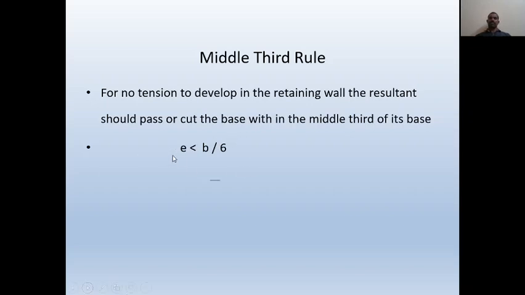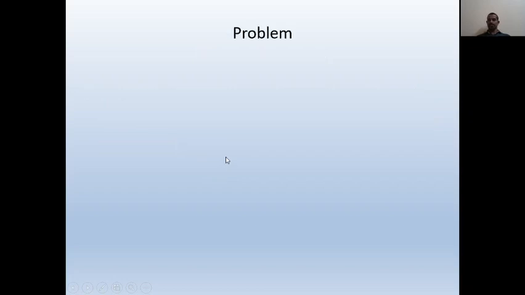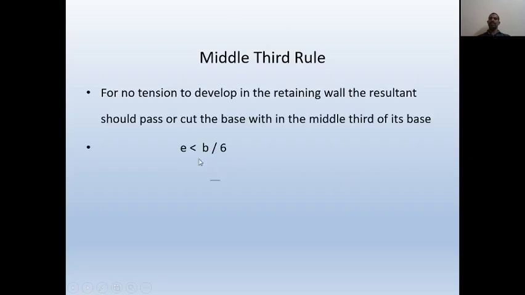Right. When you calculate, z is less than or equal to 2B by 3, that will come to e is less than B by 6. So z is less than 2B by 3, or e is B by 6, both are equal.